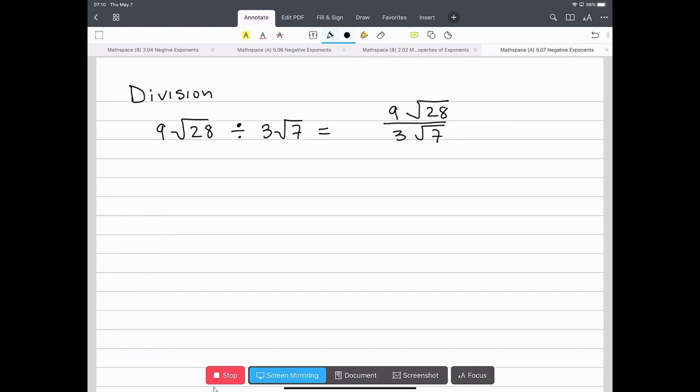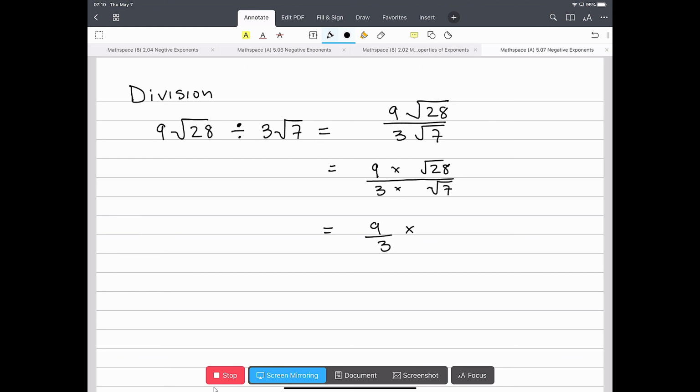Now, the reason I like it in fractional form is because it lines things up visually for me a little neater. So on the numerator, I can express that as 9 times the square root of 28 over 3 times the square root of 7. And what I like about this is I can see the 9 and the 3. The coefficients there line up perfectly, and 9 divided by 3 is 3. So that'll simplify nicely in a little bit.